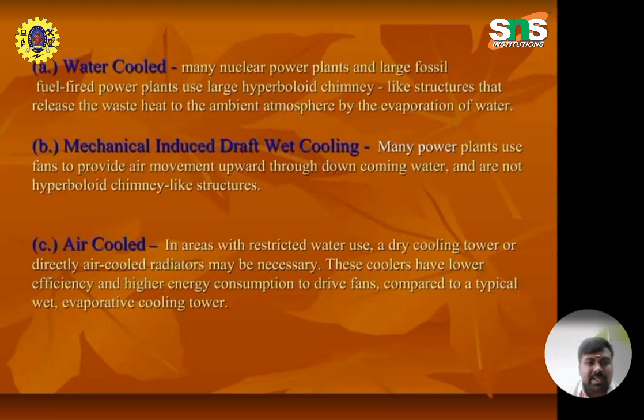The second one is mechanical induced draft wet cooling. Many power plants use fans to provide air movement upward through the downcoming water and do not use hyperboloid chimney-like structures. The third one is the air cooled cooling tower. In areas with restricted water use, a dry cooling tower or directly air-cooled radiators may be necessary. These coolers have lower efficiency and higher energy consumption to drive the fans compared to typical wet evaporative cooling water.